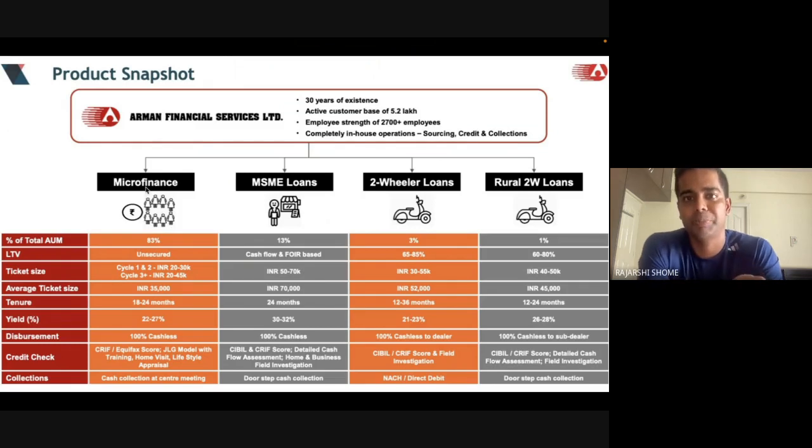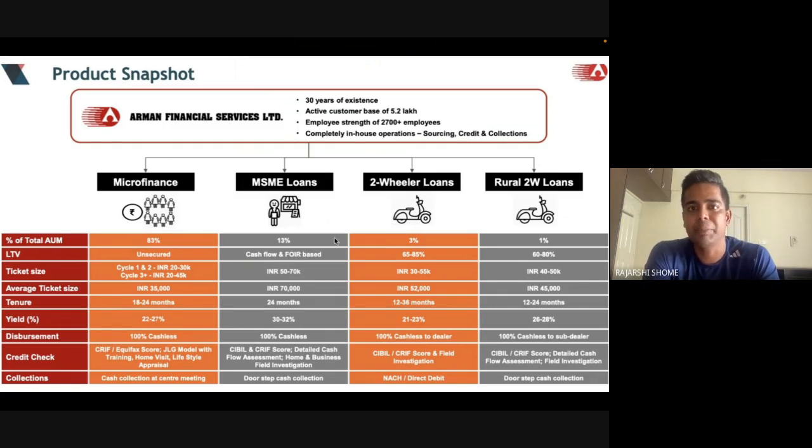Microfinance is a space where they work in a JLG model, that means joint lending group model. So Arman makes money by giving group loans to women in the villages and in the semi-urban regions of this country. Arman is basically a microfinance institution that doesn't target people in the cities, but mostly people in the rural areas and the semi-urban regions. So that is where they make the most money.